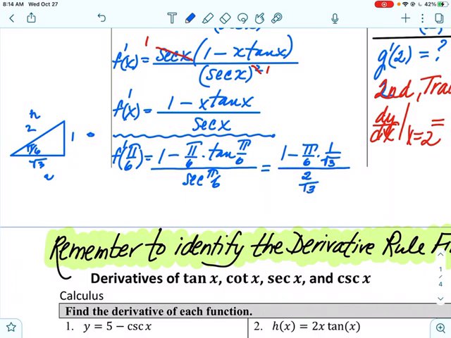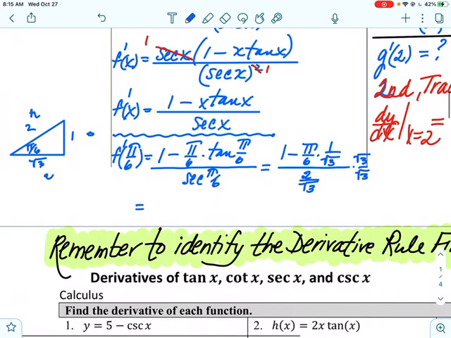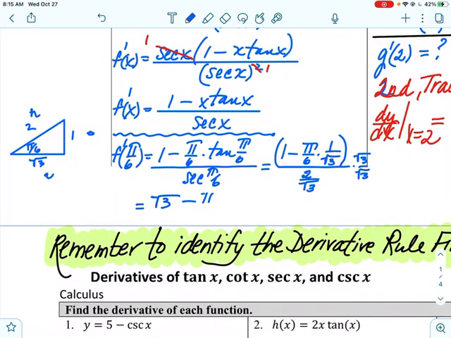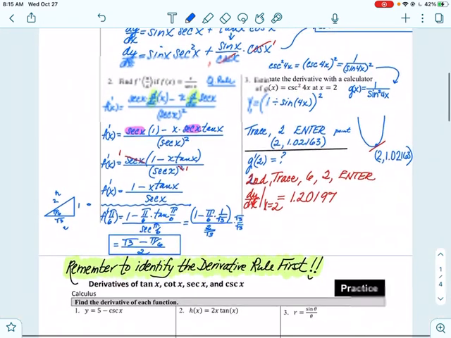Now, we can simplify this by multiplying the top and bottom by root 3 over root 3. So we're going to get for an answer then root 3. I'm going to distribute here. So I get root 3, and then distributing, I get pi over 6, so minus pi over 6, and then that is over 2. And there is your answer. Okay, and that's example 2.